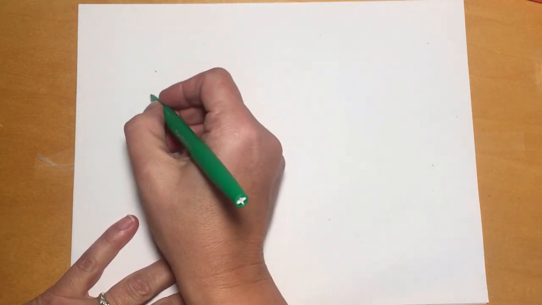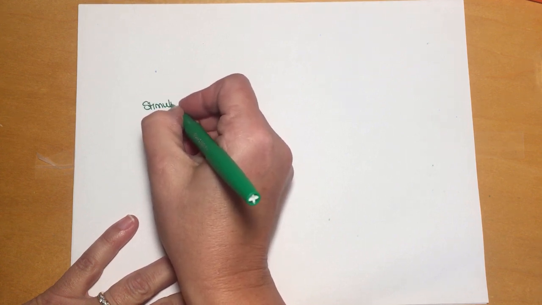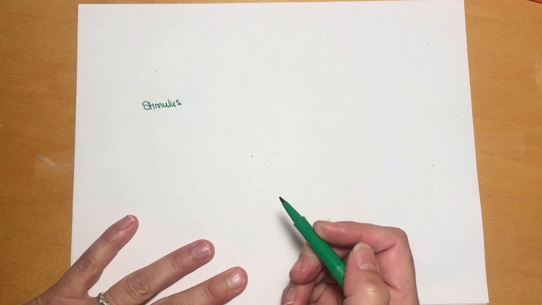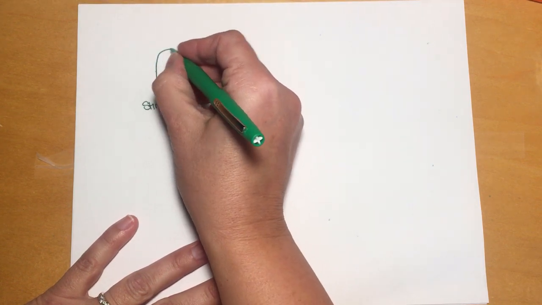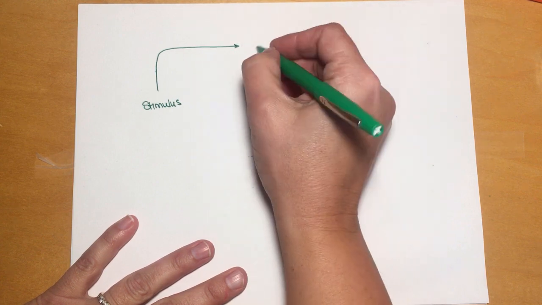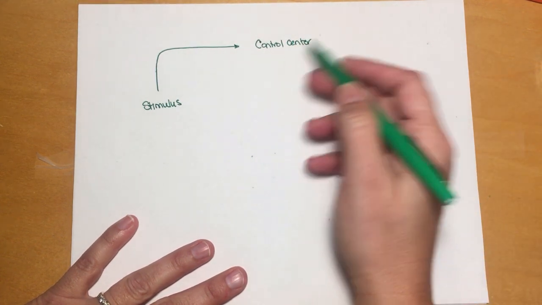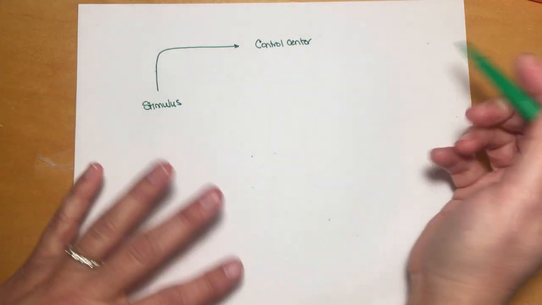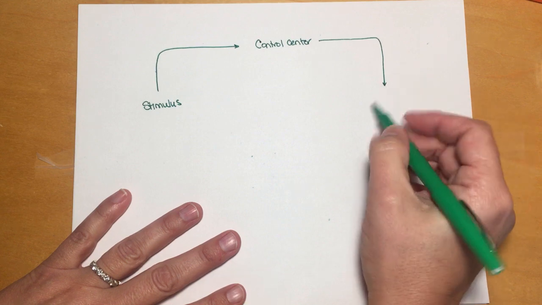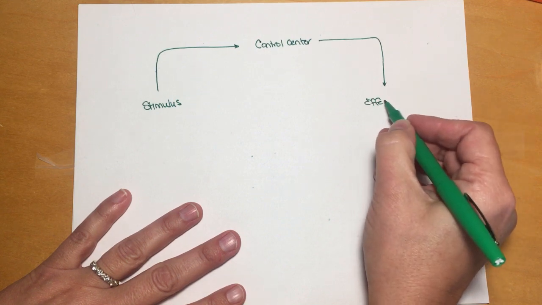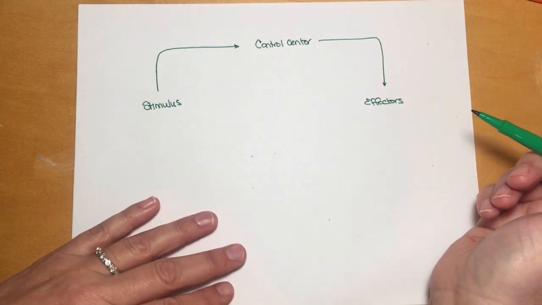So remember, when we talked about it, we talked about having a stimulus, and this was some kind of change somewhere in the body, and the stimulus would be picked up by some type of receptor and brought to a control center. The control center would then make some kind of choice and would send out information to the effectors. The effectors would then carry out whatever the control center's orders were.